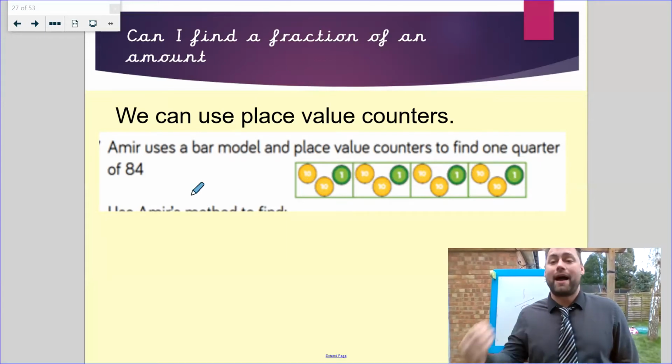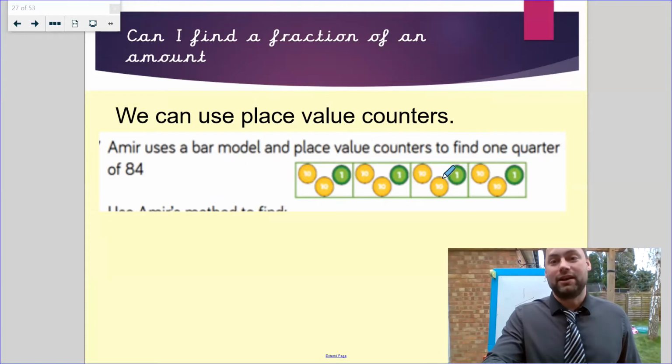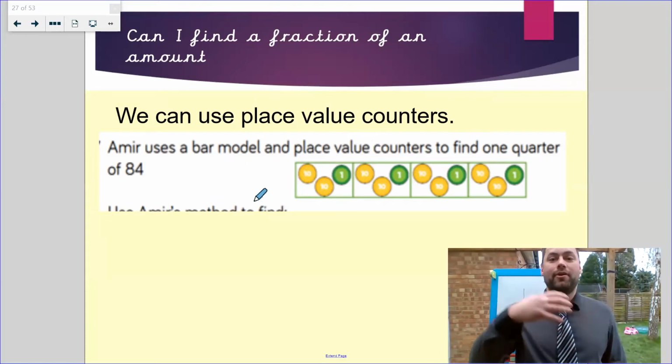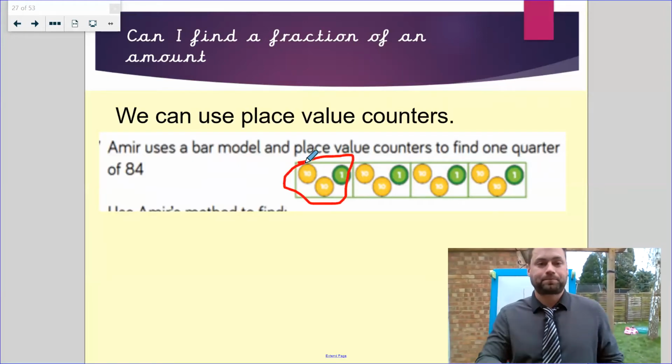He then shares out 84 evenly into them 4 parts. So he's given a 10 here, a 10 here, a 10 here, and a 10 here. He can then give out another 10 to each group, and then he can give out 1 to each group as well. So a quarter of 84 would be just one of these segments, which is 21.